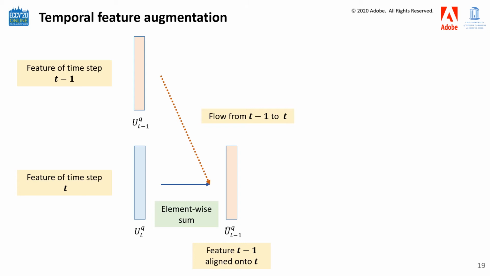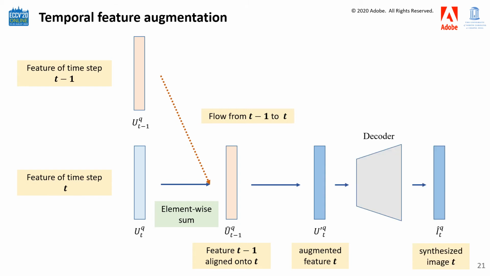Specifically, given the features at time steps t-1 and t, our temporal augmentation module learns the flow warping to align the feature at t-1 onto the feature at t using an off-the-shelf flow estimator, FlowNet2. The warped feature is then element-wise summed with the current features to become an augmented feature. This augmented feature goes through the decoder to become a final synthesized image. This augmentation process is designed to be performed in a temporally bidirectional manner. That is, feature t is augmented conditioned on the feature t-1 and vice versa.